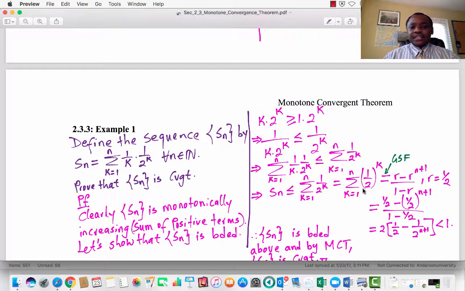Now let's look at a few examples to illustrate what we are doing. Define the sequence Sn by Sn equals summation k from 1 to n, 1 over k times 1 divided by 2 raised to the power k for every natural number n. Prove that Sn is convergent.